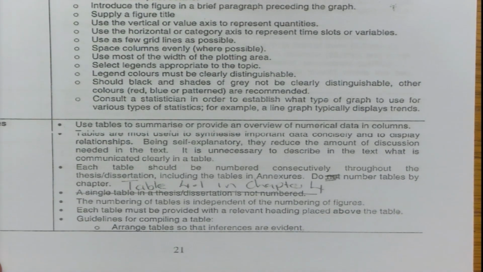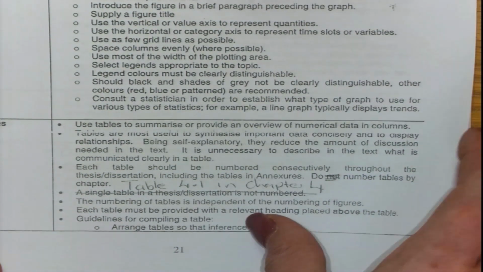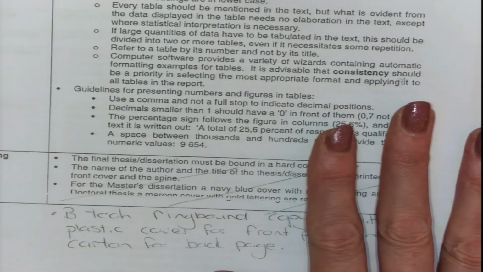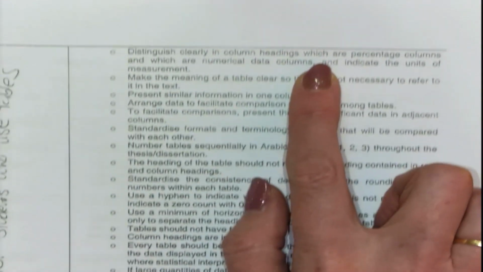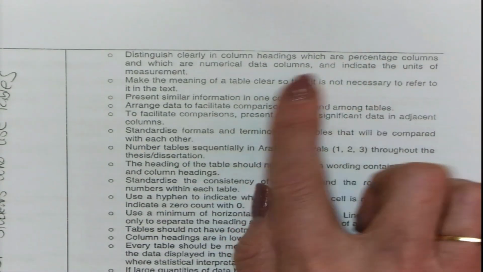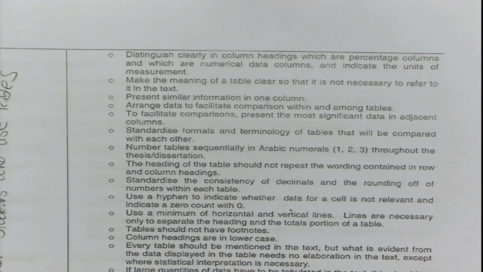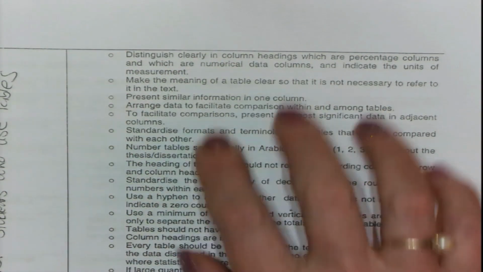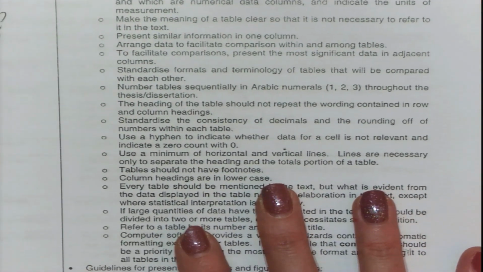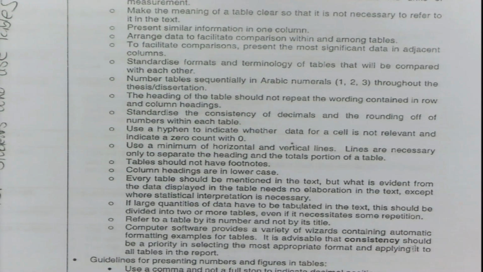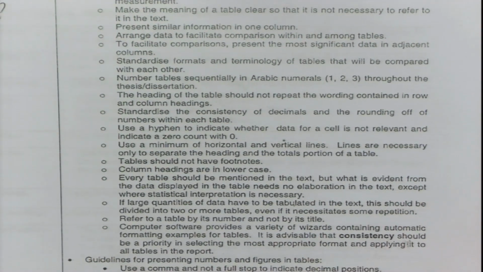Guidelines for compiling a table. Arrange tables so that inferences are evident. Distinguish clearly in column headings which are percentage columns and which are numerical data columns. Your tables must really be clear. I'm not going to read through it. If you have a table and you want to make sure that your table is standardized, go and look at the information when you are using a table.